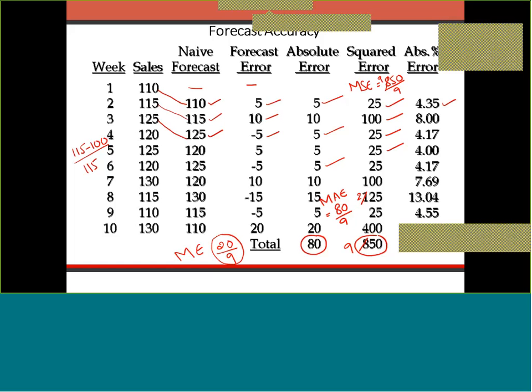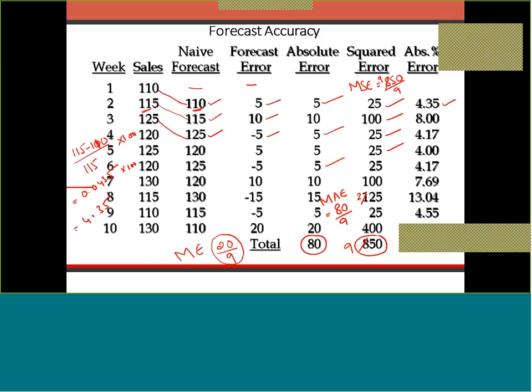115 minus 110 divided by 115 is, yes. So this is 110 because here it is 115 and this is 110. So 115 minus 110 by 115 is 0.0435. Now percentage, so please multiply with 100. So you'll get 4.35. So like that you will calculate the absolute percentages.